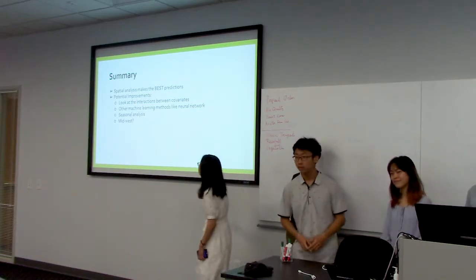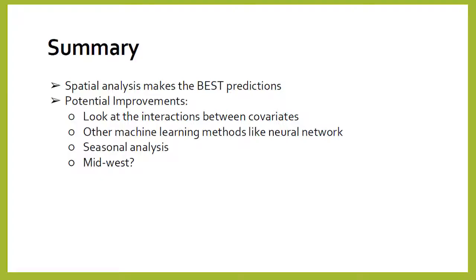So our final conclusion is that spatial analysis makes the best predictions. And here are some of the potential improvements we could have made to our project. So firstly, right now in our current model, we assume that every two covariates are independent of each other, but actually they're not. So maybe looking at the interactions between covariates can improve our models.